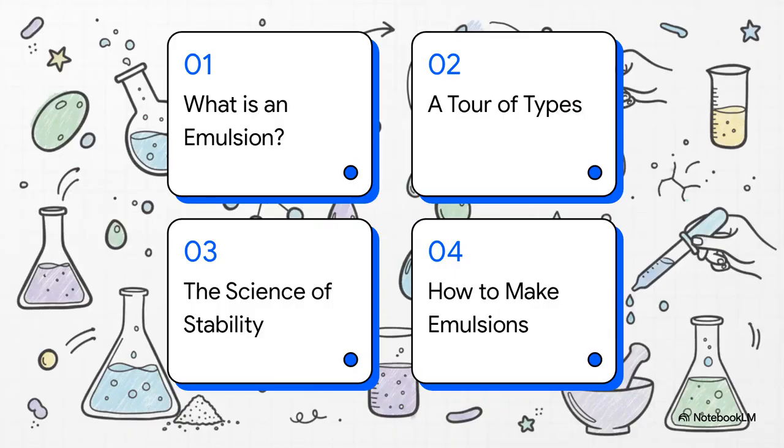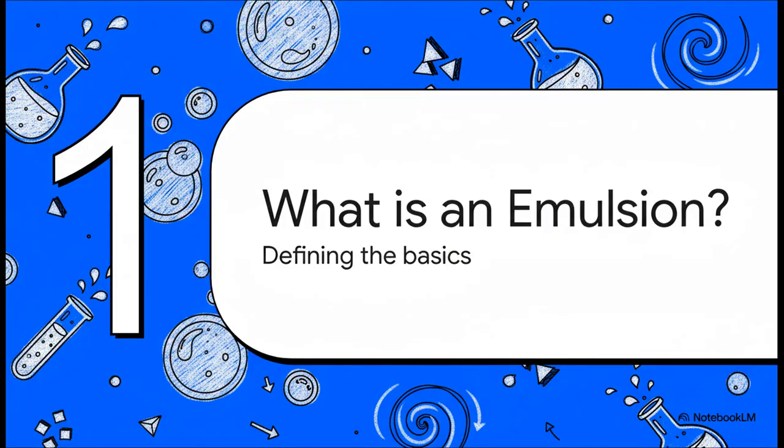So, how do we solve that whole separation problem? Well, we're going to tackle it in 4 key parts. First up, we'll get a super clear definition of what an emulsion actually is. Then, we'll go on a tour of the different types you're going to run into. After that, we'll dive into the pretty cool science that keeps them from falling apart. And finally, we'll look at how you, as pharmacists, actually make them. All right, let's dive right in with the absolute basics.